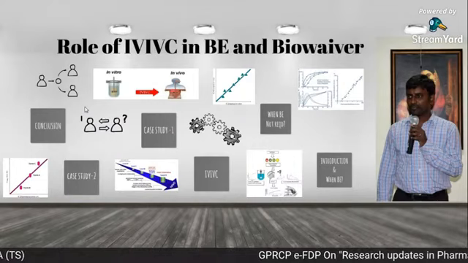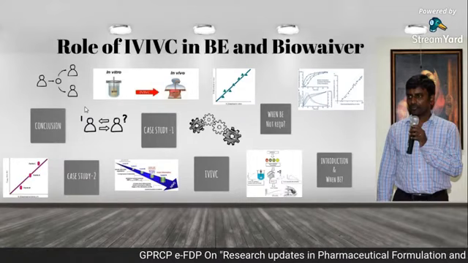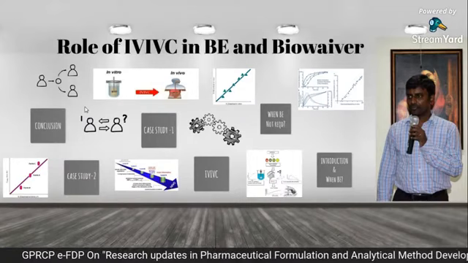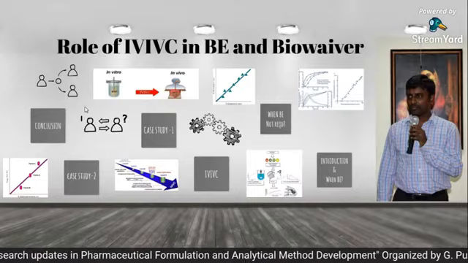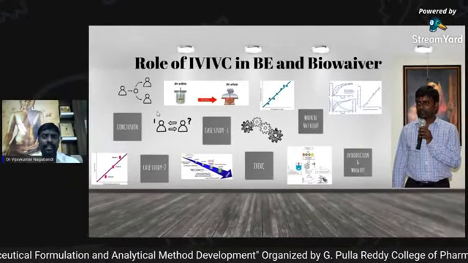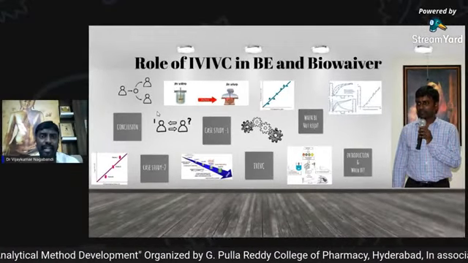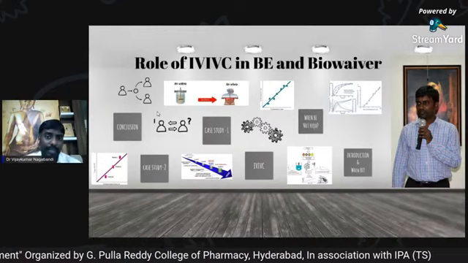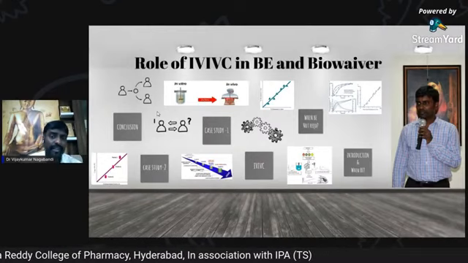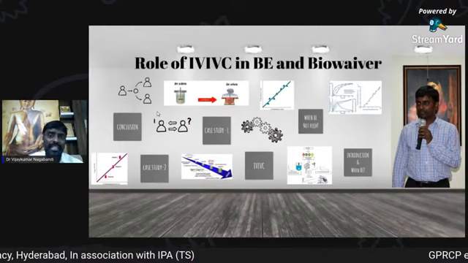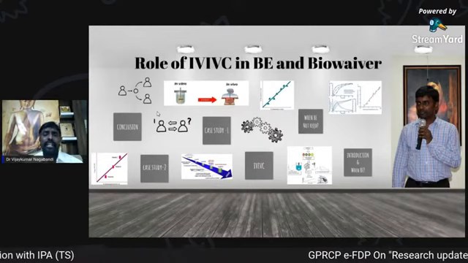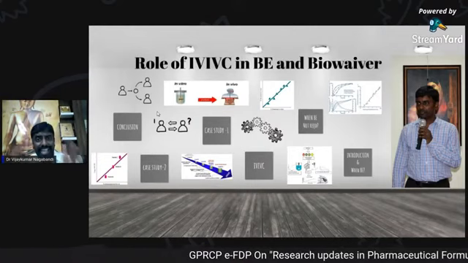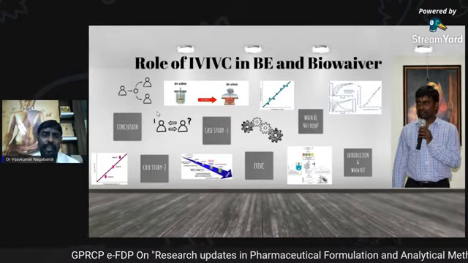The particle size of the innovator's API may be different from the particle size of your API, and the polymorphic behavior may be different. These are all not considered. They will not be reflected in in vitro testing, but will be reflected in in vivo performance. That's why, though the formulation passes in vitro, it may fail in vivo. And exactly there, the IVIVC role will come into the picture.